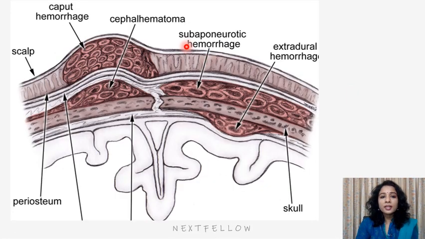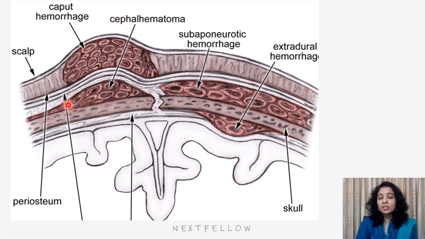Now let us understand different types of blood collections, which are nothing but hematomas. Here we can see the skull bones, the calvaria, the dural venous sinus and the brain, and here is the dura mater. Suppose there is a fracture of the bone without a tear of the periosteum or pericranium, the blood accumulates underneath the pericranium, taking the shape of the bone. That is called a cephalohematoma.